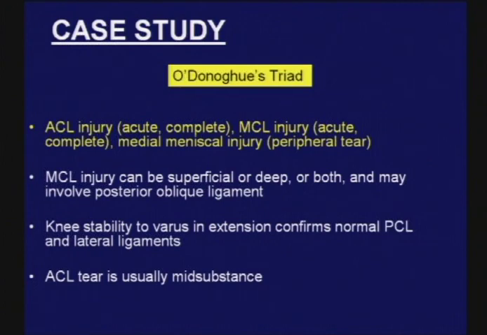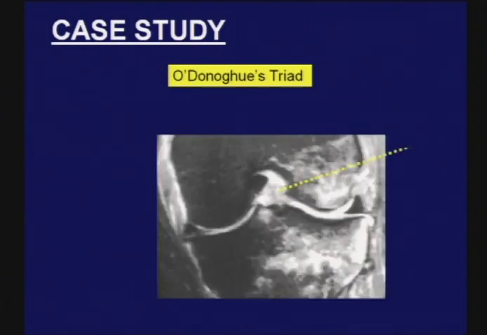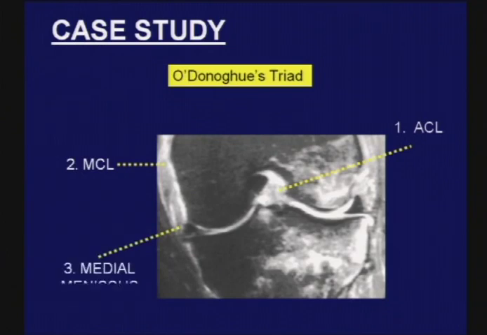Many talked about O'Donoghue's triad, and just like she was not listening to part of my talk, I was not listening to that part of your talk. But I want to just touch upon something that I think she did cover, that although we consider this a triad as shown here with an acute complete tear of the anterior cruciate ligament, some sort of injury to the medial supporting structures, and a medial meniscal tear or meniscal capsular injury, and here are those three components that we look for, the classic triad.